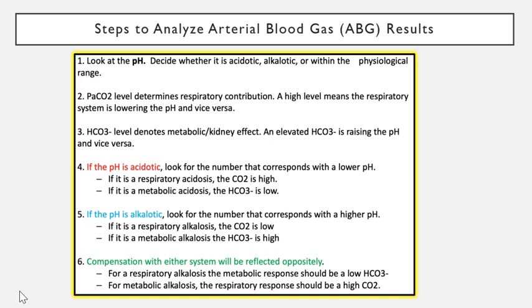So the first thing you're going to look at is, what is the pH? Is it above 7 or below 7? It's not really 7, but it's that range that's on the slide earlier. So you're going to have to determine, is it basic or acidic, or is it normal? That's the first thing you do. The second thing you do is look at the partial pressure of carbon dioxide. That's going to determine the contribution of carbon dioxide from respiration. At high levels, that means the respiratory system is lowering the pH, and vice versa.